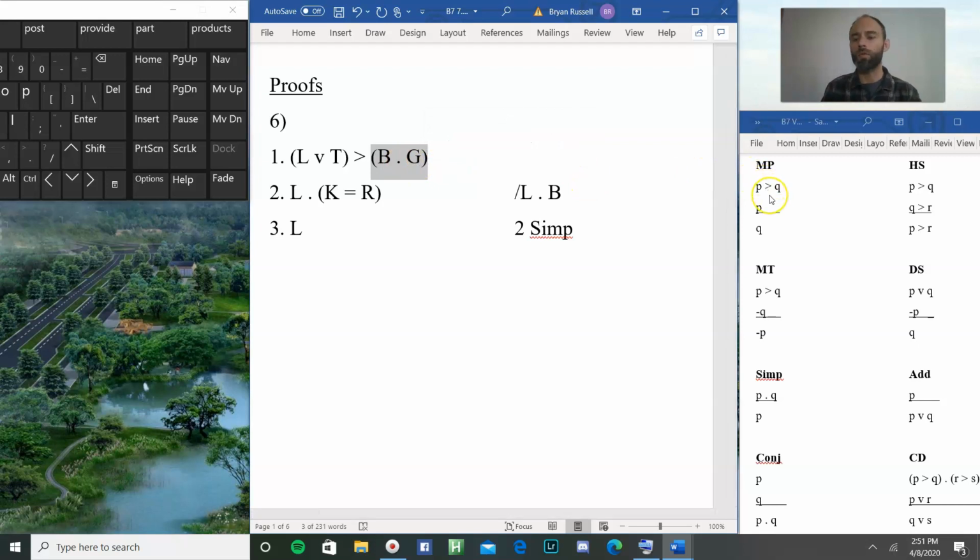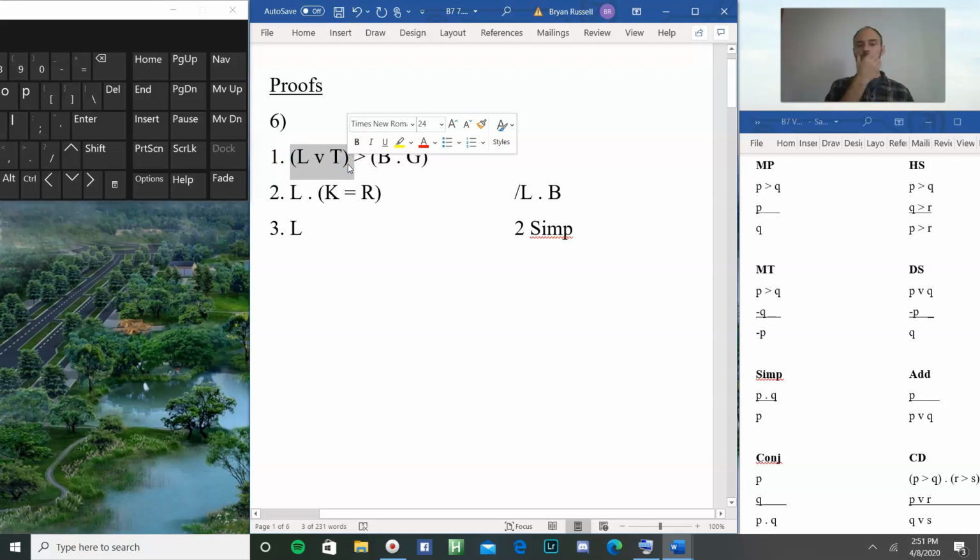Modus ponens down here on the right tells us that if we have if P then Q, and if we have P, so everything to the left of the horseshoe, then we can get Q, everything to the right of the horseshoe. So what we need is L or T. And we look around, we don't see an L or T. In fact, nowhere else in the proof do we see a T. So we're going to need to add that in. Whenever we see a variable that we need, that we don't have, we need to just add it in after a wedge. And look, it's after an L, L wedge T.